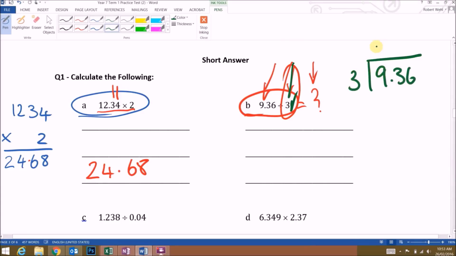3 goes into 9 3 times. Our decimal point stays in the same spot. 3 goes into 3 once and then twice. So our answer there is 3.12.